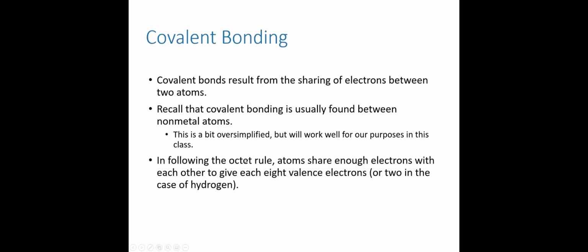We still follow the octet rule here, in a slightly modified way. The atoms share enough electrons with each other so that they have 8 valence electrons, and shared electrons count towards that total. So in a way, the electrons are being double counted. Each atom looks at the electrons around it and wants 8. Hydrogen is the big exception. Hydrogen still follows the duet rule, and it only wants 2 electrons. That's very important. Hydrogen does not want an octet.